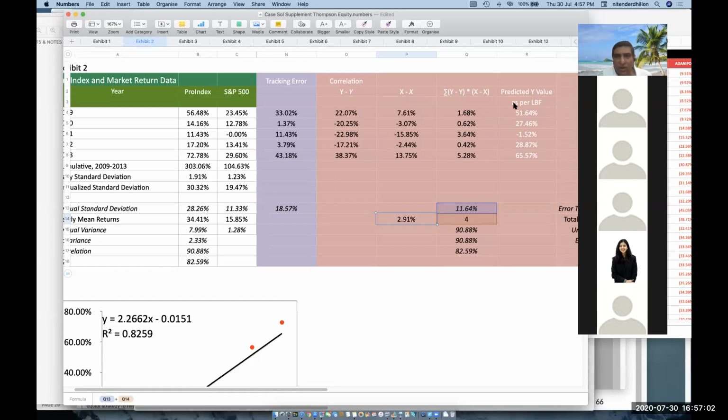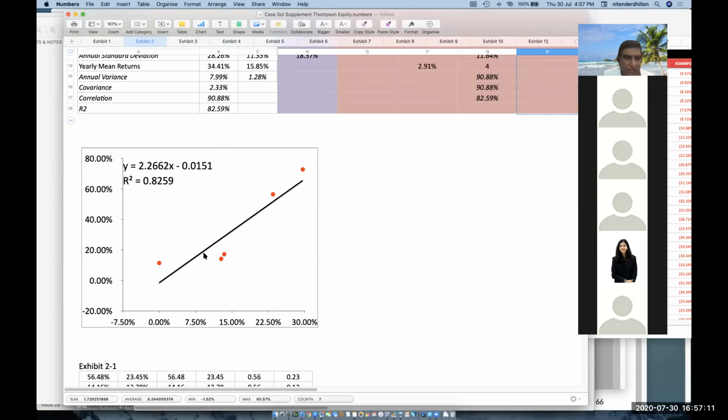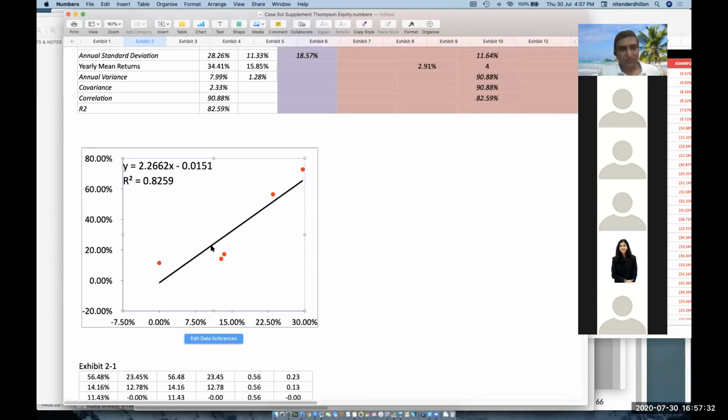Now I've come up with a predicted Y value as per the line of best fit. That's the column R. If I plot these 5 data points for the 5 years, these 5 red dots are the data points. The equation of this line, using the graph menu, comes to 2.26x minus 0.151. Now, why do we call this the line of best fit?